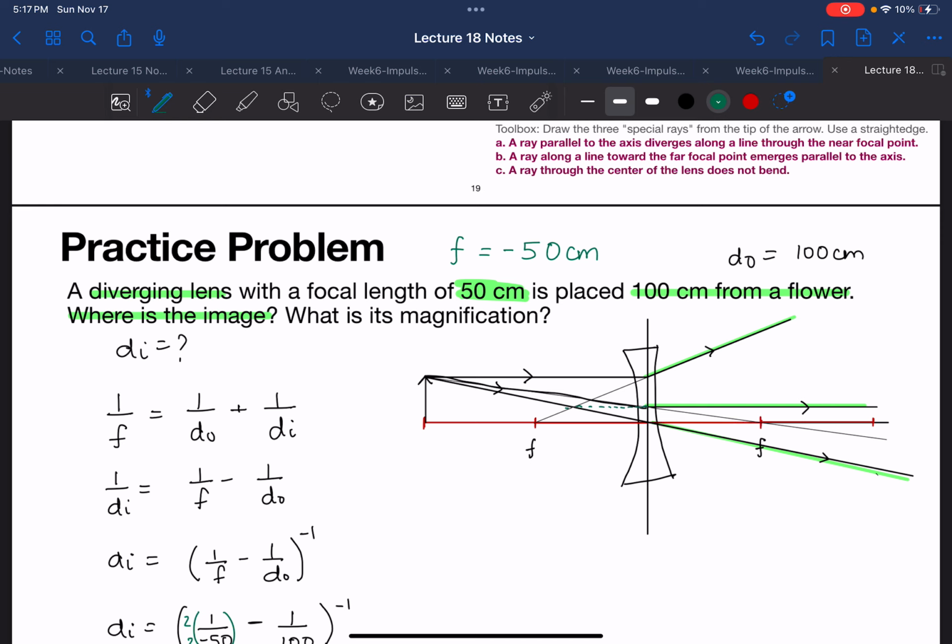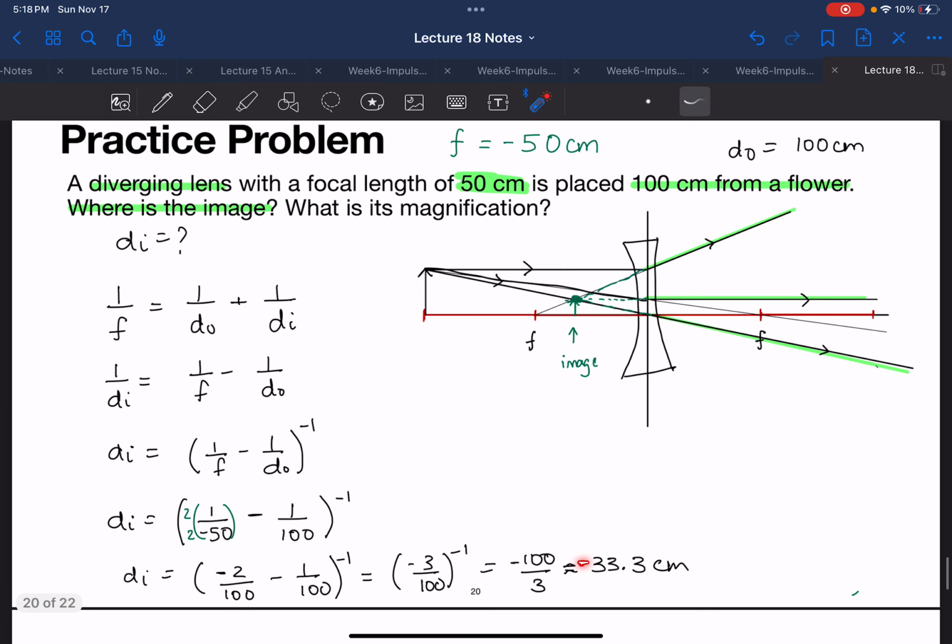Okay, this extrapolates back here, extrapolates back here. So they're all meeting at this point. So sure enough, I have my image forming here. And if I am saying that here to here is 50 centimeters, I can imagine this distance being 33.3 centimeters. And the reason why it's negative is because this is a virtual image. So we have a virtual image, and it makes sense that we have a negative image distance.